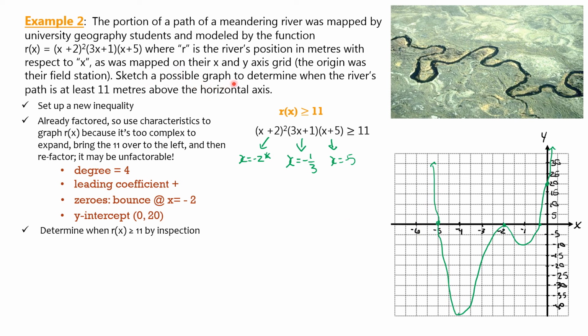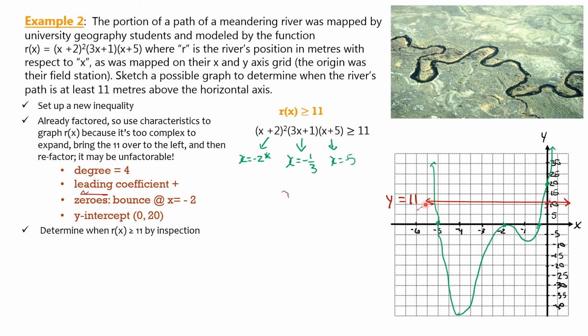That's what we have to do, a possible graph. So we've graphed this piece here using this information, and maybe you used some test points just to make sure that it was looking good, got a few values in there. But now we have to actually find out where the function is greater than or equal to 11. So for this one, I'm going to have to go to 11 on my y-axis, draw a straight line across, and then see where it hits my green curve.